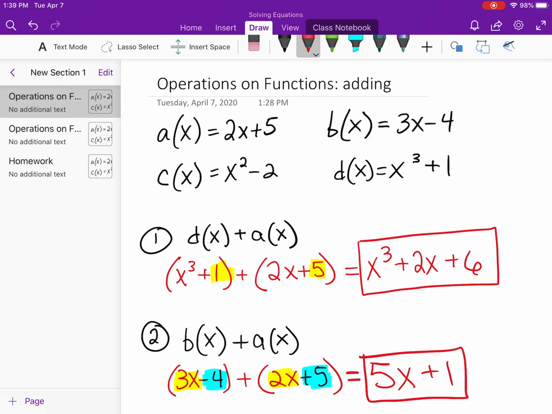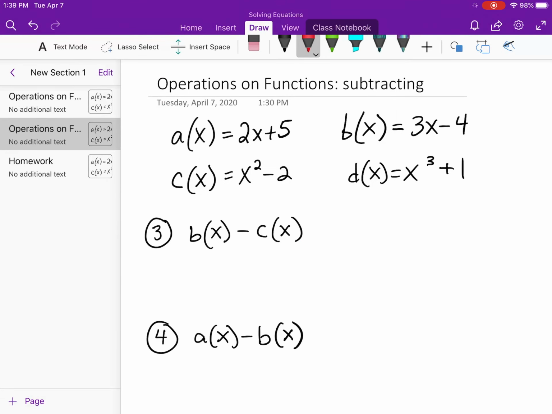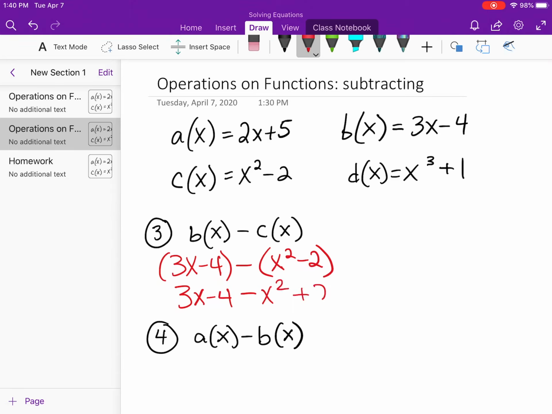Okay, so that's adding functions. Now let's take a look at how to subtract functions. I've got the same exact functions at the top of my screen: a of x, b of x, c of x, and d of x, but now we're going to be subtracting, which can make this a little bit more complicated, so let's slow down. b of x minus c of x, that would be 3x minus 4, and then minus x squared minus 2. The reason this is more complicated is because we have to distribute the negative sign. The first binomial, 3x minus 4, just stays the same. But the second binomial, x squared minus 2, I have to make both of those negatives. So that makes it negative x squared, and then negative negative 2 becomes positive 2.